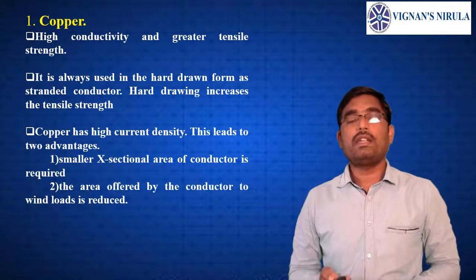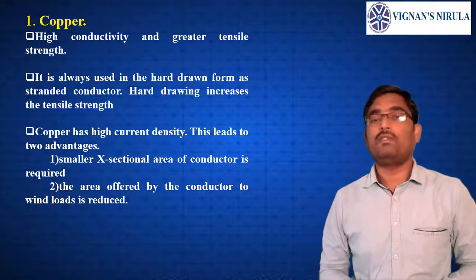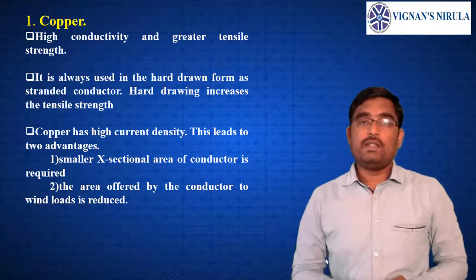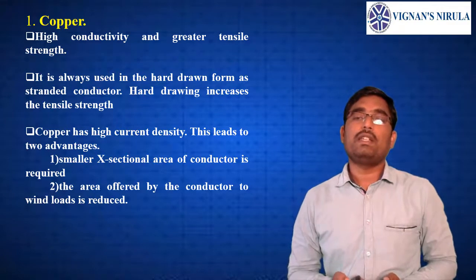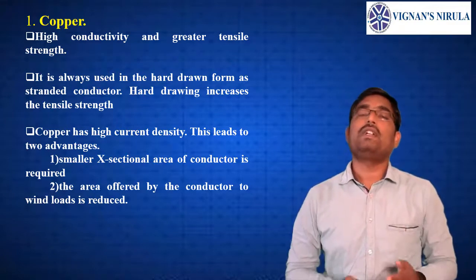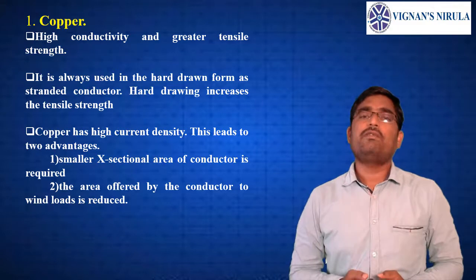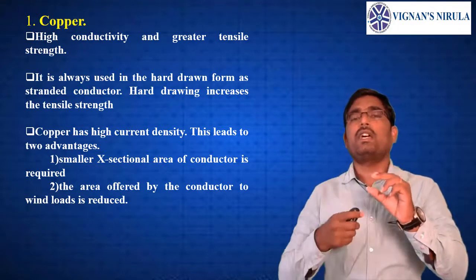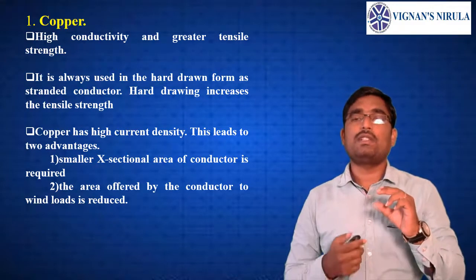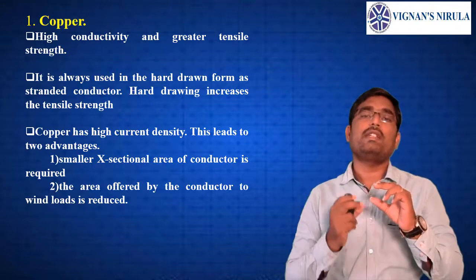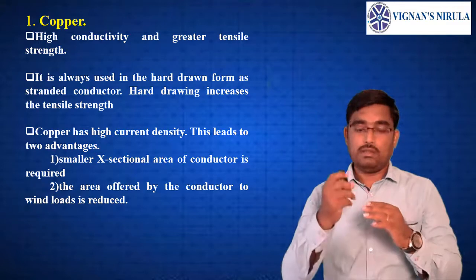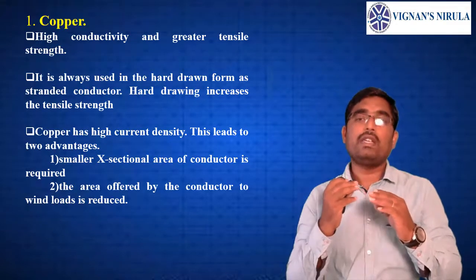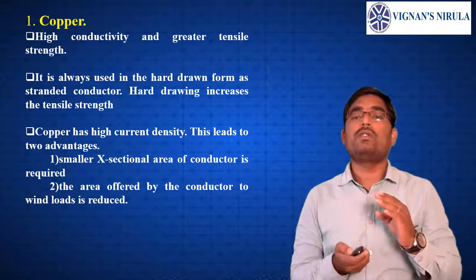Next, copper has high current density. What is the use of having high current density? A smaller cross sectional area of conductor is required. If the current density is very high, then even a small amount of conductor can carry more current. So the cross sectional area required to carry the same amount of current is less. As the size is reduced, the area offered by the conductor to the wind load is also reduced.